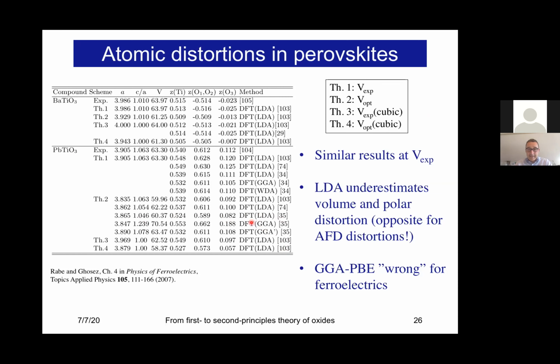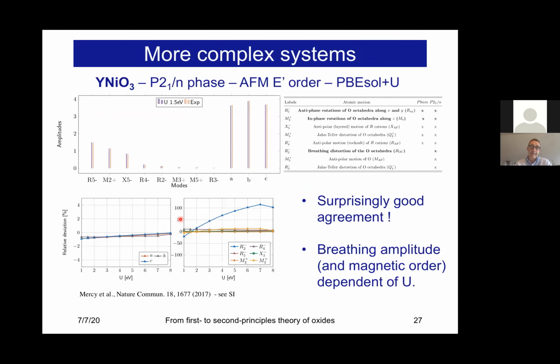in many cases it is wrong, and this is illustrated here, where you see on this line here, this reference. You should go to the book to see what this reference is. But you see that when you do a relaxation of lead titanate or barium titanate in GGA PBE, you go to a super tetragonal phase that is totally unphysical. So in some cases, some functionals are not working, and it's very difficult to anticipate that in advance.